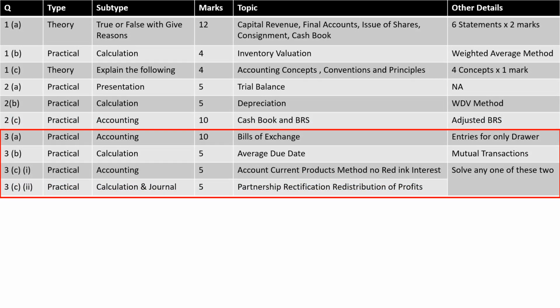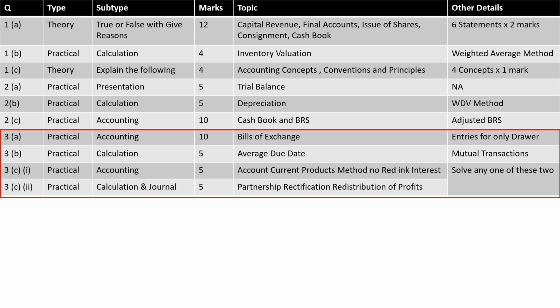Third question was divided into actually 4 different parts: 3A, 3B, 3C1 and 3C2. Out of which, if you have decided to solve question number 3, then 3A was compulsory for you, 3B was compulsory for you. Out of 3C1 and 3C2, you can choose which one you can solve. So it's not 3A, B, C1, C2. It is 3A, B and C1 or C2.